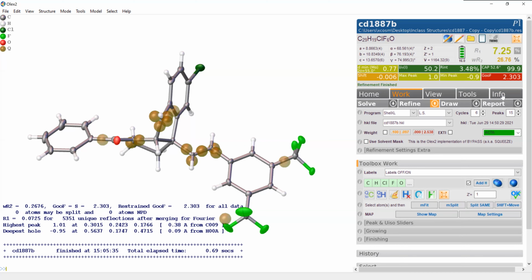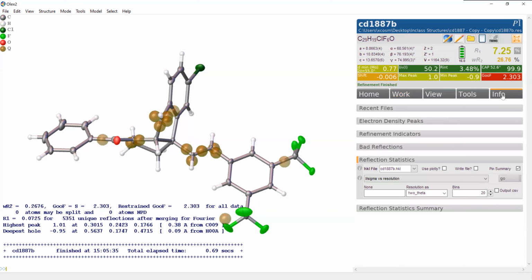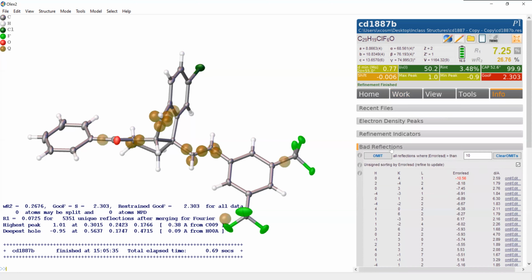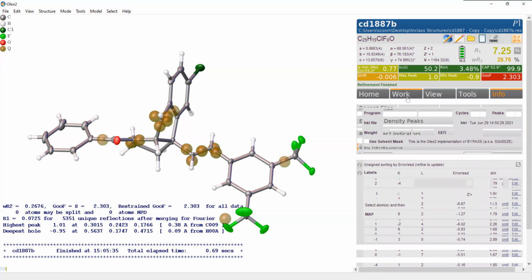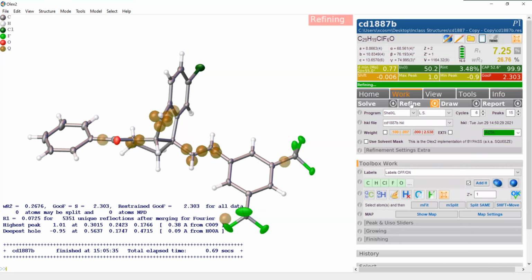All right, now let's check to see if there's any bad reflections. So click on info, bad reflections. You'll see here there's one reflection where the error over ESD is greater than 10. So if we just click omit, it'll omit that reflection. So then we can click work, refine.